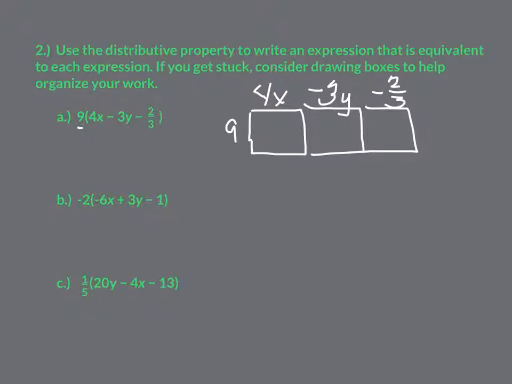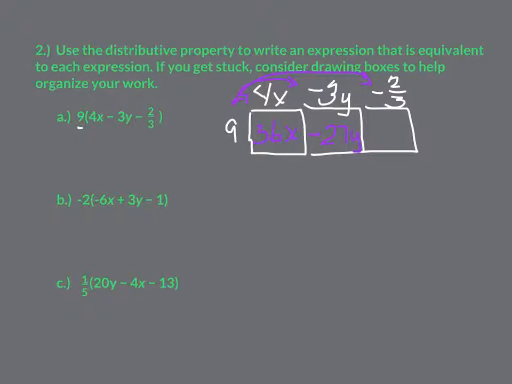And now I'm going to multiply each of them by the 9. So I've got 9 times 4x. Well, 9 times 4 is 36. Nothing really happens to x. 9 times -3y. A positive times a negative is a negative. 9 times 3 is 27. Nothing happens to the y.